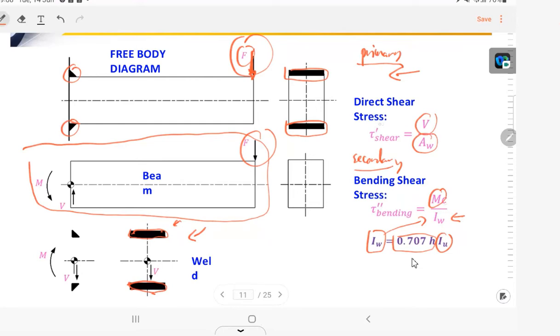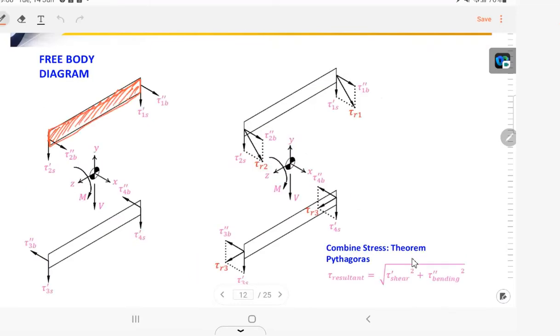So this, we have single prime, and this we have double prime, at the same location. So we locate the location of the shear stress at the end of the weld bit. Kat sini ujung lah. Ujung ni. Lepas tu kita lukis balik. Kita lukis balik.